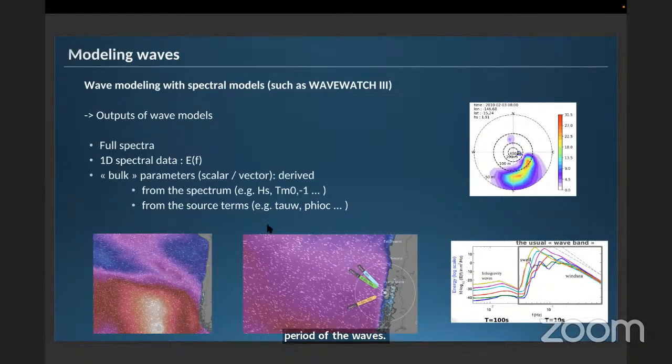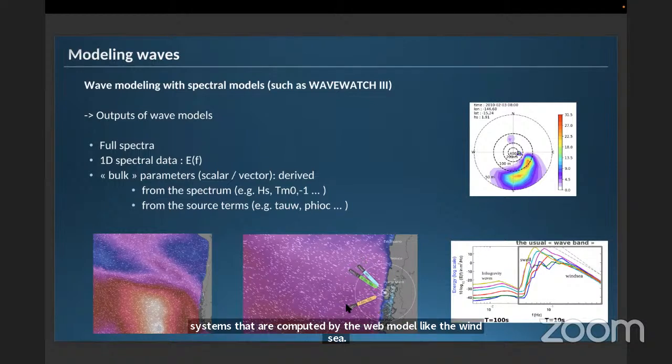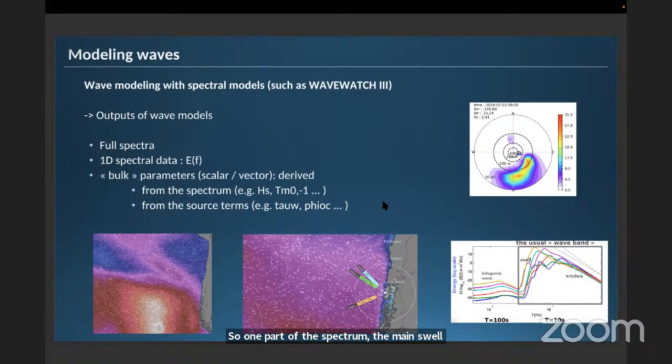And these are examples of pictures that you can have on Windy, for example. If you click on a given point, it can give you various partitions of the wave, so various wave systems computed by the wave model, like the wind sea, which is one part of the wave spectrum, the main swell partition, and the secondary swell partition, for example, with a given period, significant wave height, frequency, and wavelength eventually.